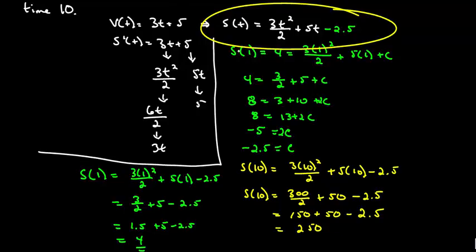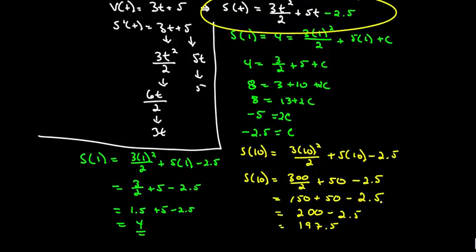Oh, it's not 250, it's 200, sorry. It's been a long morning already working these videos. So 200 minus 2.5 gives me 197.5, and whatever that happens to be, feet, meters, miles, who cares? It doesn't really matter. This is our position at time 10.